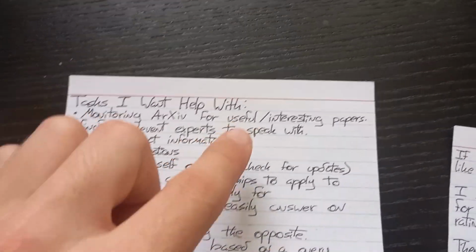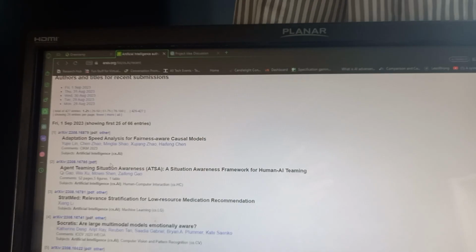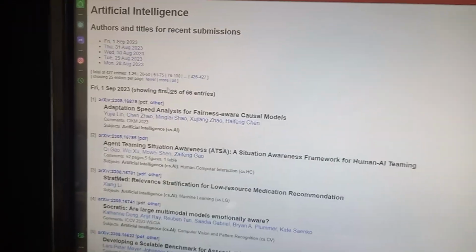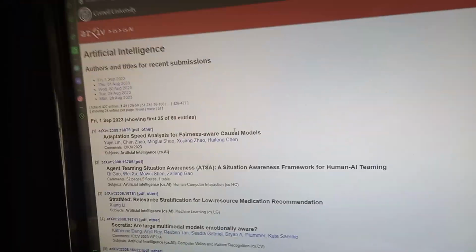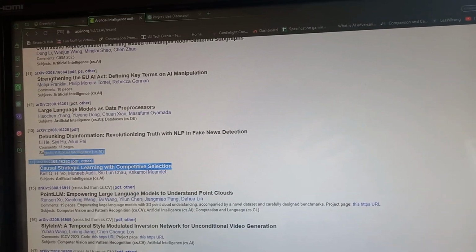That is monitoring arXiv for useful/interesting papers. If you don't know what arXiv is, it's a website that has a bunch of papers published every single day. For example, today, Friday, September 1st, there were 66 papers added to this website. The problem is that there are a lot of papers. I can't go through all of these and read all of them.